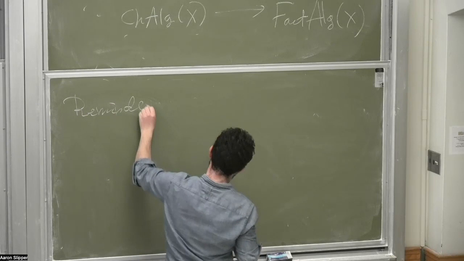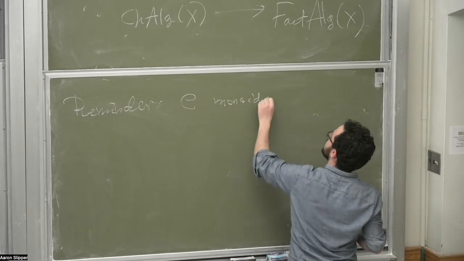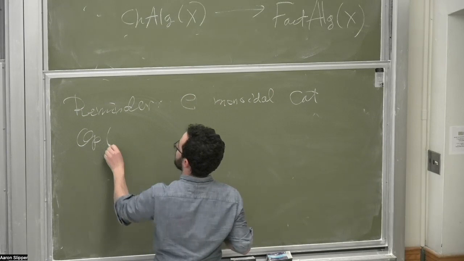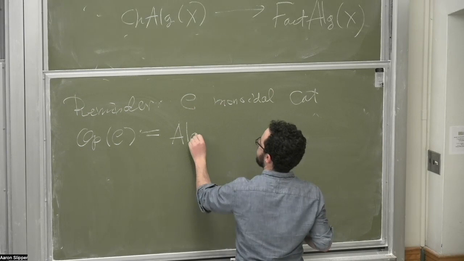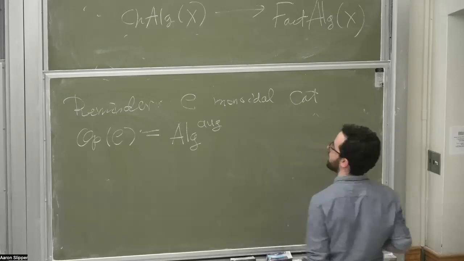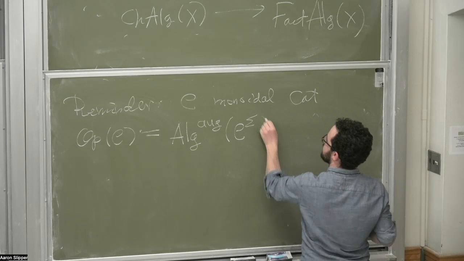So we have C, a monoidal category. And operads in C are going to be algebras. And now, in this paper, everything is augmented. I don't know if that's standard for operads, and operads in symmetric sequence.